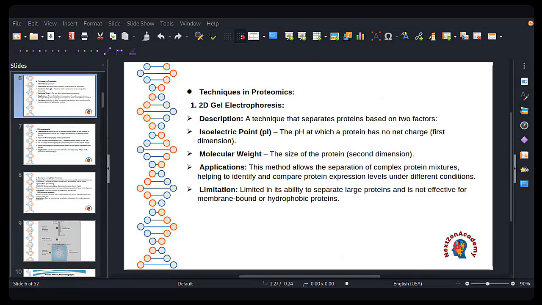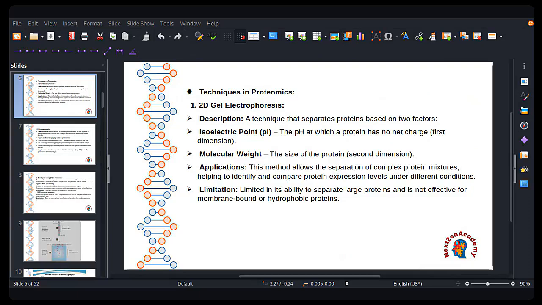Polyacrylamide gel electrophoresis. Basically, see, gel electrophoresis: gel plus electrophoresis. We are using a gel, and electrophoresis means electric current is used. So it's a technique that separates proteins based on two factors. What are these two factors? Isoelectric point and their molecular weight. The pH at which a protein has no net charge is the first dimension, and then on the basis of the size of the protein, the second dimension.